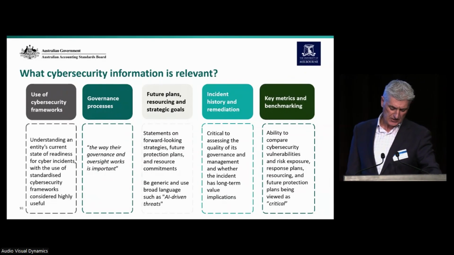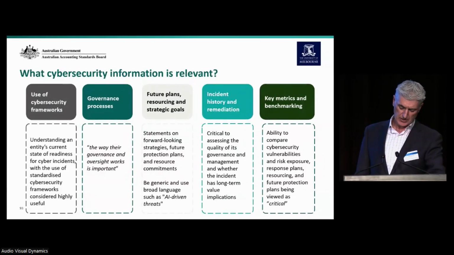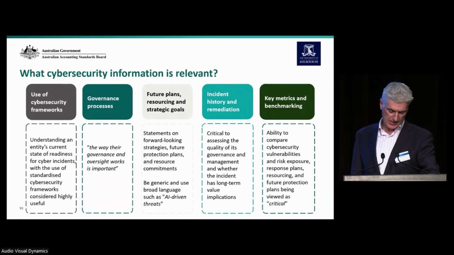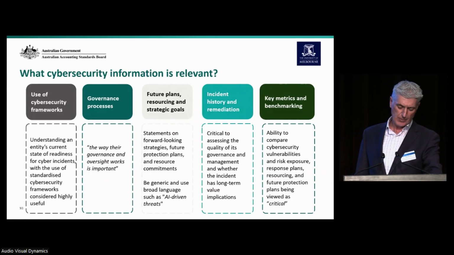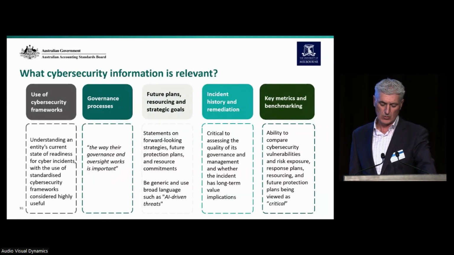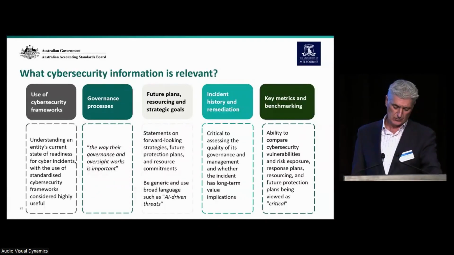Other information relating to governance processes is also deemed to be relevant. So narratives which detail governance and oversight structures at the management, risk committee or board levels demonstrate how active a company is in managing its cyber risk. Participants were also interested in information relating to future plans, resourcing and strategic goals, where statements on forward-looking strategies, future protection plans and resource commitments were considered useful.